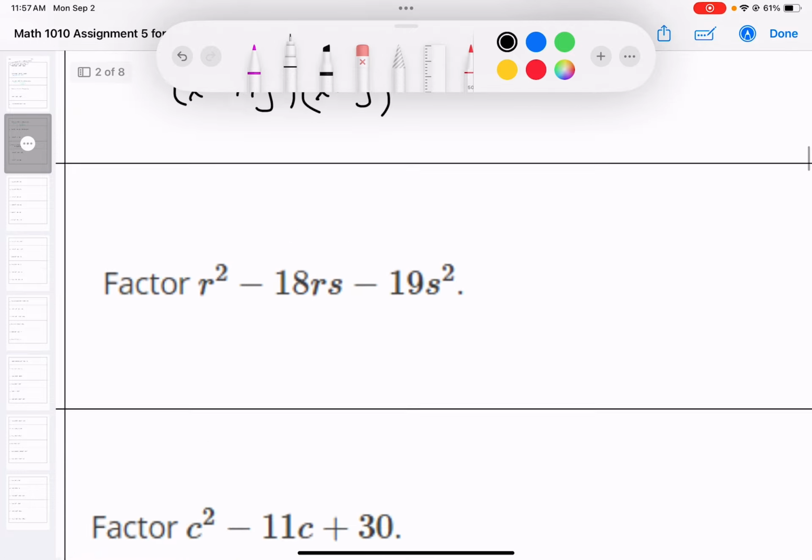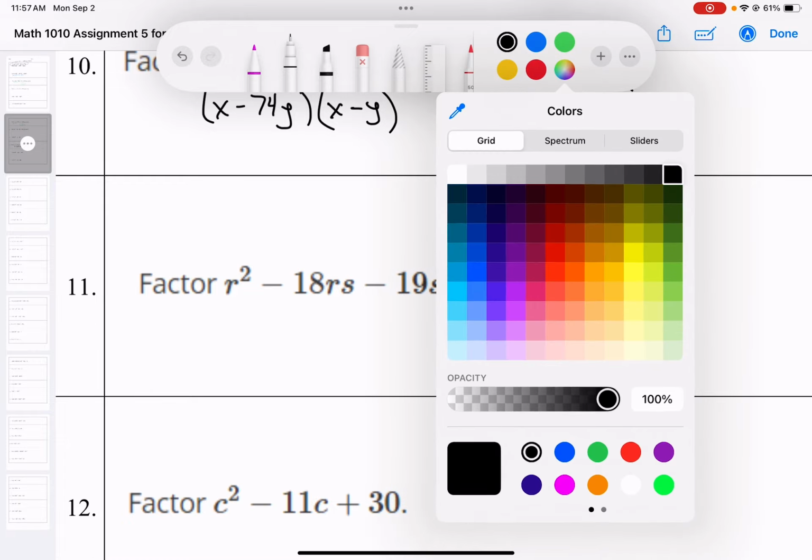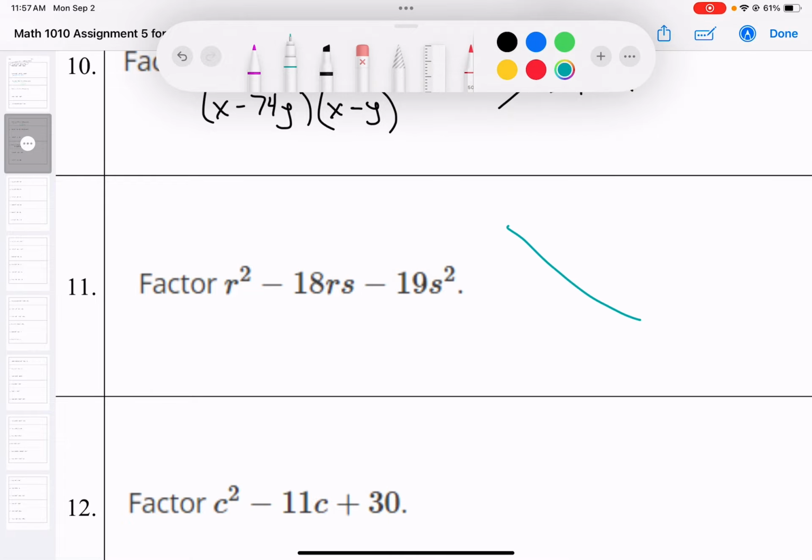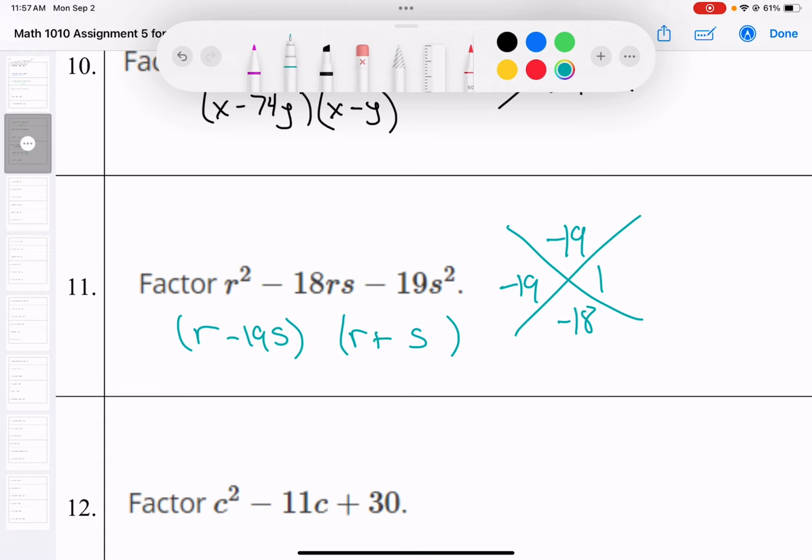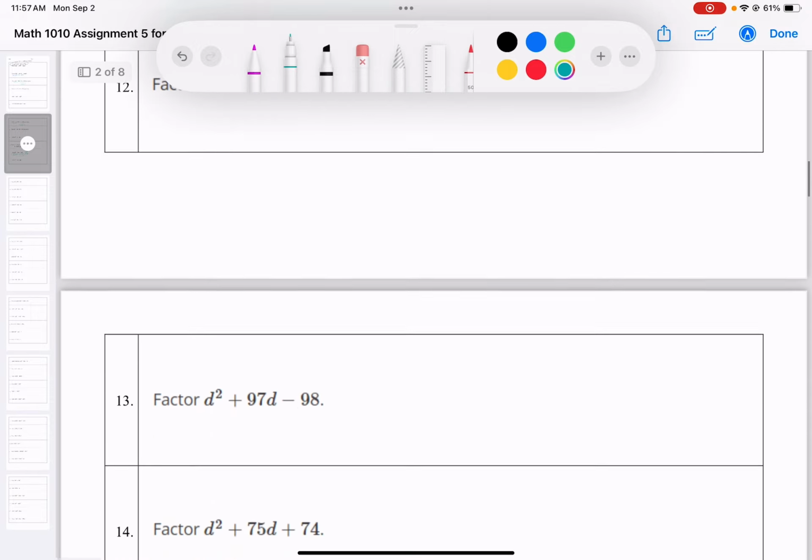Okay, let's do another one that has 2 variables in it. So I've got my x, and then I've got 1 times negative 19, so that gives me negative 19, negative 18. So that is a negative 19 and a positive 1, because I add those together, that'll give me a negative 18. So I've got r, s, and then that's going to be minus 19s and plus just 1s. So there's my answer. That one's pretty straightforward.